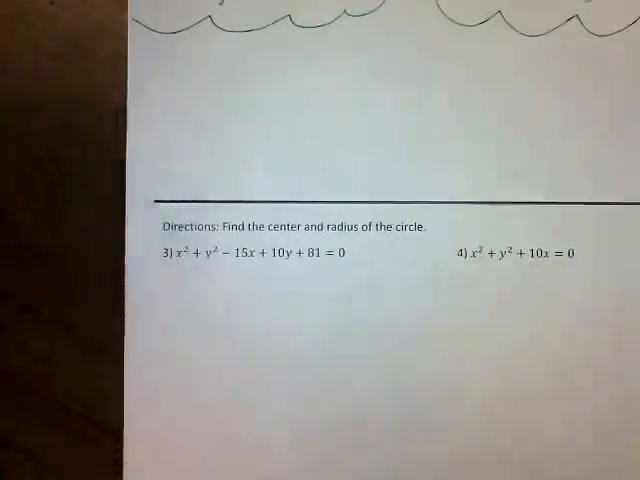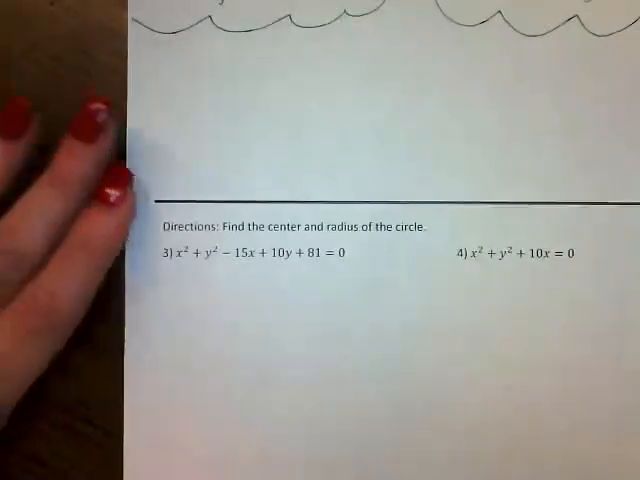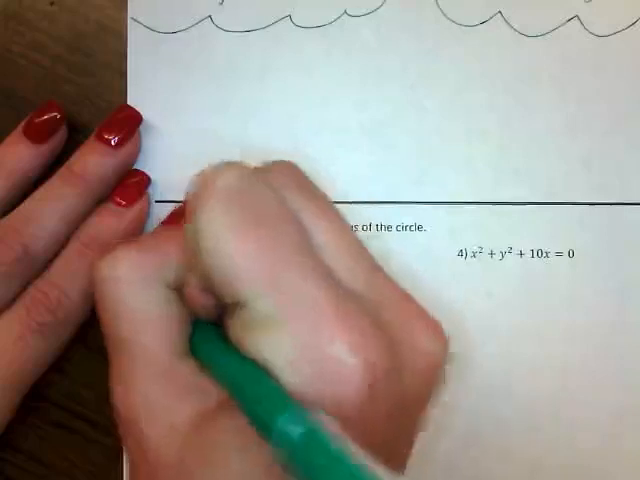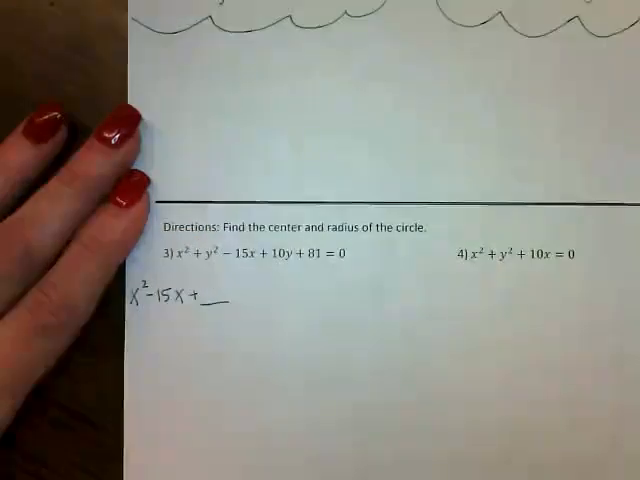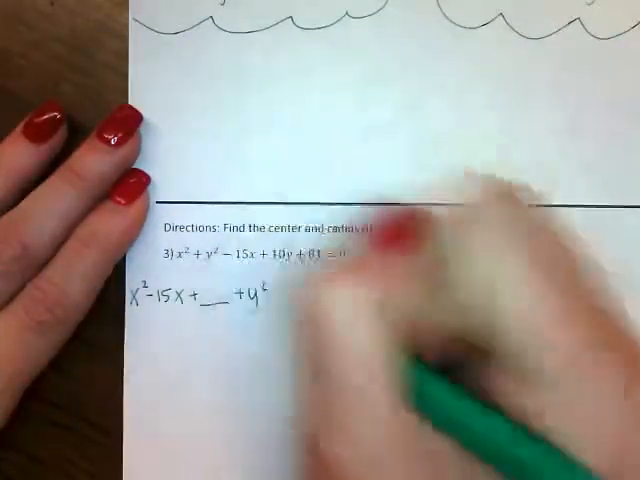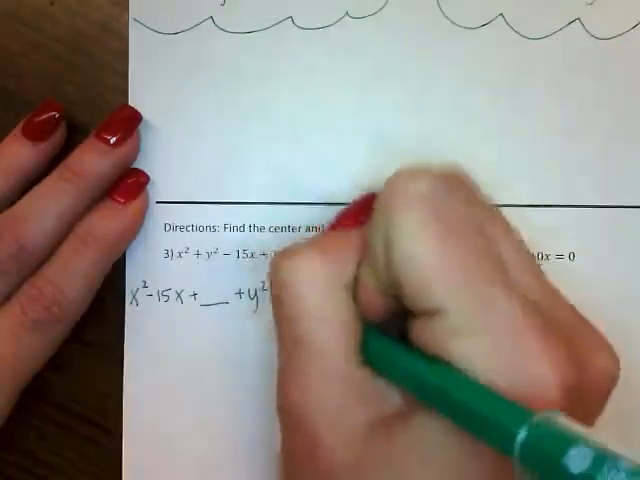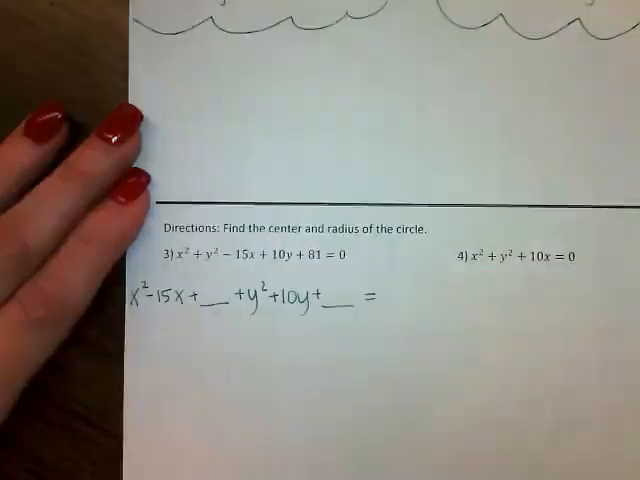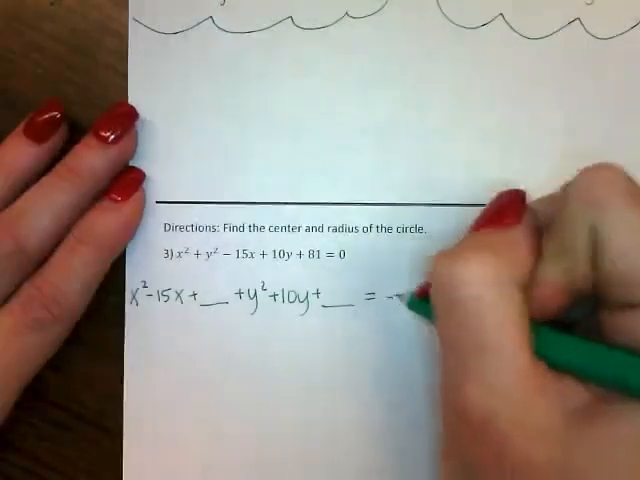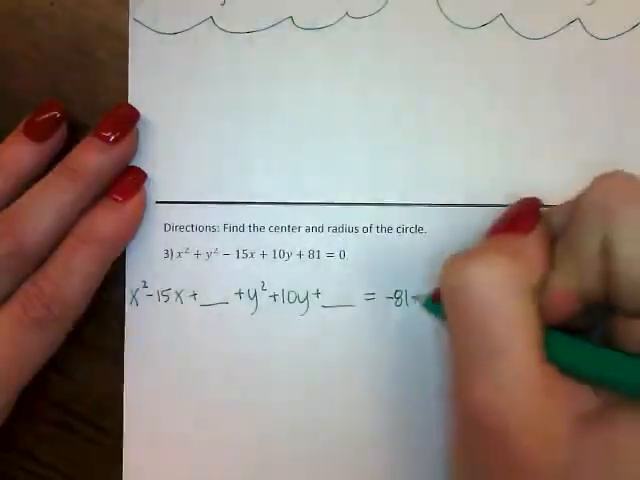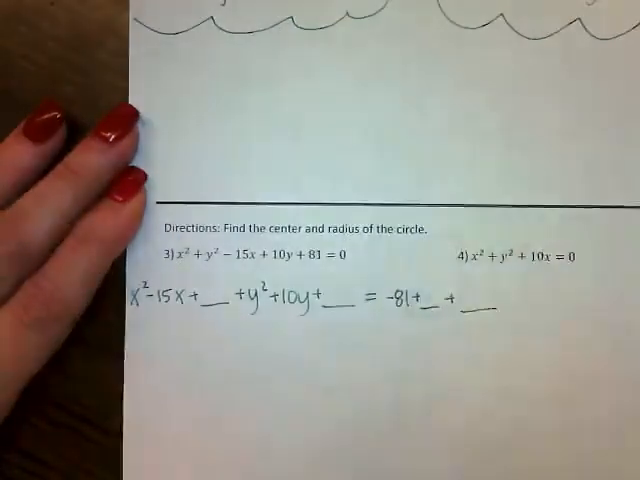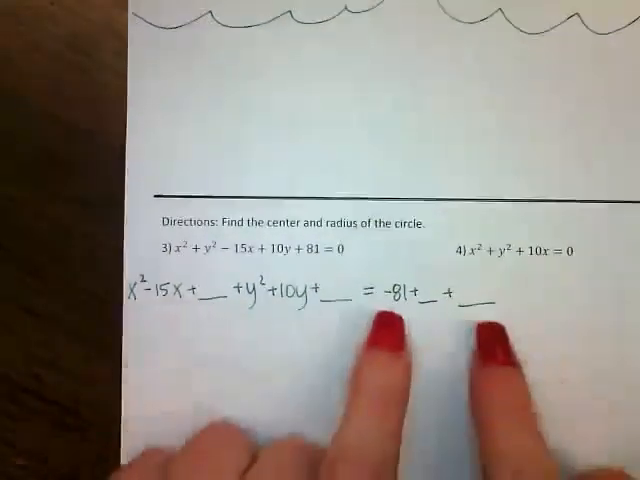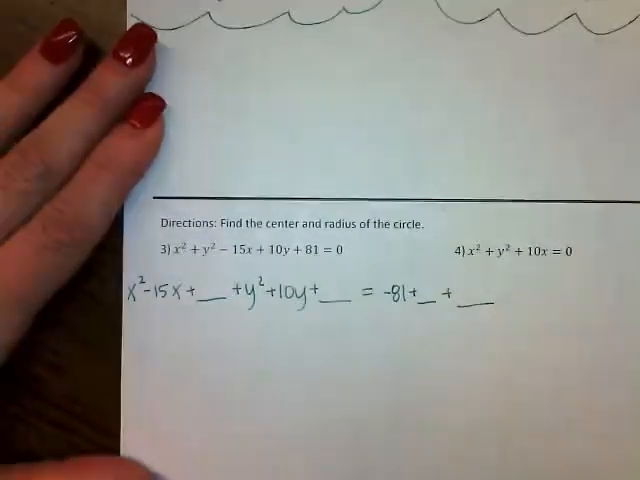Okay. All right, next example, find the center and radius of the circle. Well, to be able to do that, it needs to be in standard form. So let's start there. I'm going to group my x's, leave a blank, group my y's, leave a blank, and I'm going to have to subtract the constant to the other side, making a negative 81, and I'll leave 2 blanks on this side so I do not forget to add what's on the left on the right. Let's get started.